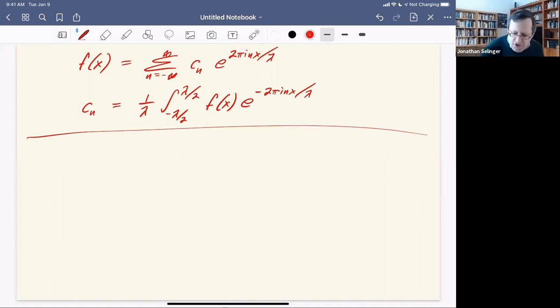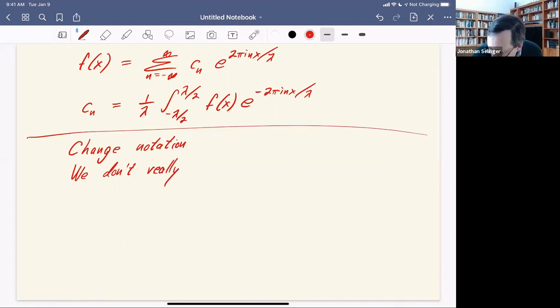Okay, so now I want to make a change of notation. Now that I've got you used to this notation, I'm going to change it. I'm going to say we don't really care about the integer n by itself.